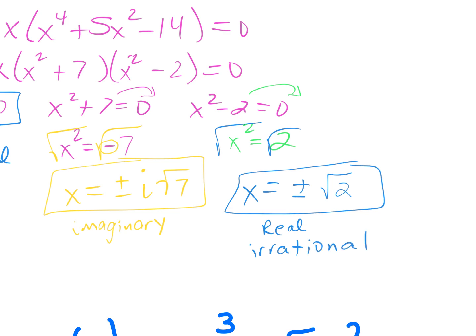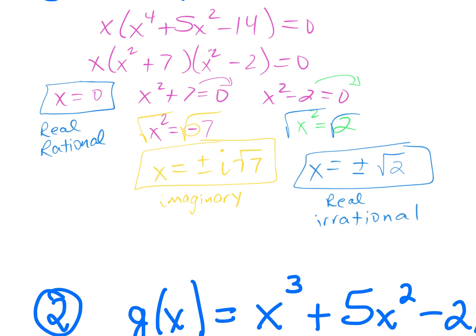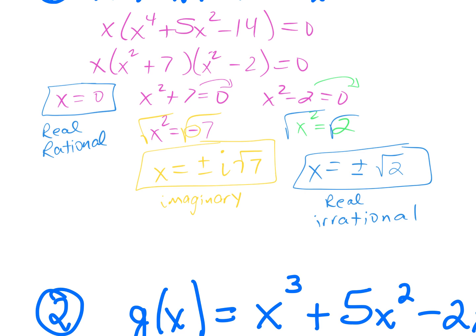So if the direction said find all of the roots, how many answers would you have? 5. If it said find all of the real roots, how many would you have? 3. Good. I have 1 rational, 2 irrational. If it said find all the imaginary, how many? 2. You need to understand the difference between those 5 answers. Everybody, you okay with that? All right, make sure you're following along, guys.